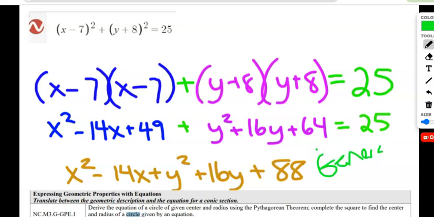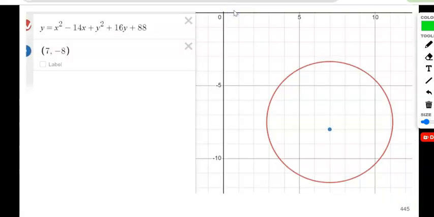General form. One thing I need to be able to do is show you how to turn it back from general form into the regular form that we're used to. One thing you can do is just type general form in on Desmos, and once you do that, you'll see your circle and you can tell, hey, my center is at 7, -8.